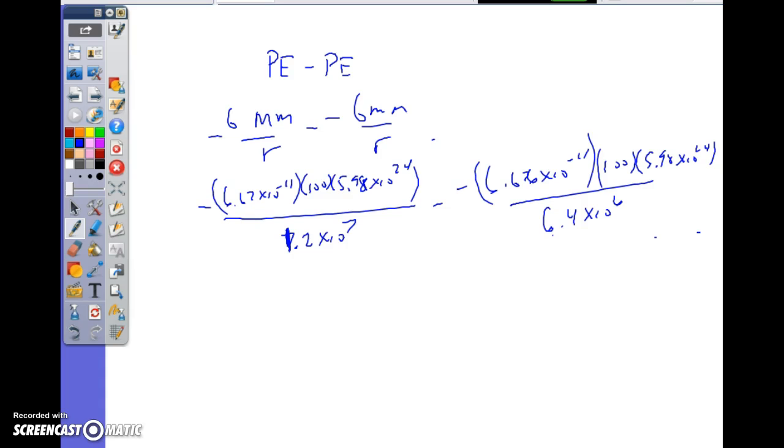Good job. I got, instead of 3.1, I got 2.9. I calculated 6.67 times 10 to the 11 times 100 times 5.98 times 10 to the 24 divided by 6.4 times 10 to the 6. I got 9 point something.